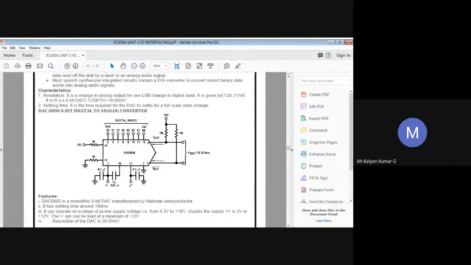Since the pin diagram had both positive and negative supply, it indicates that the DAC 0800 requires both positive as well as negative power supply. Both will be in the range of plus or minus 5 to plus or minus 18, depending upon the type.